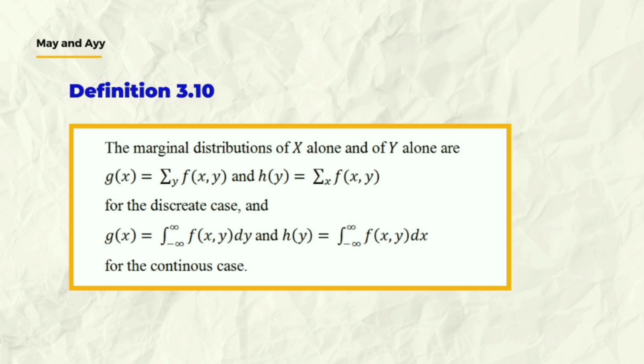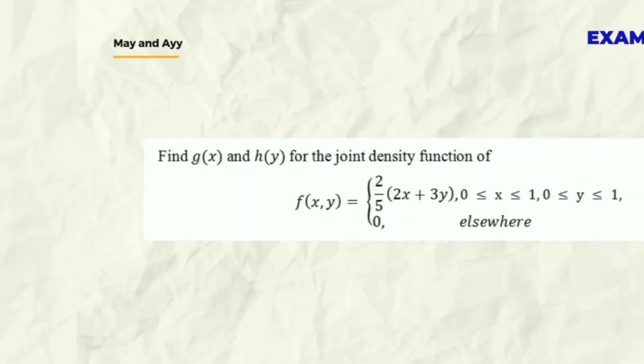Okay, so the next is definition 3.10. The marginal distributions of x alone and of y alone are g(x) equal the sum over y of f(x, y) and h(y) equal the sum over x of f(x, y) for the discrete case, and g(x) equal the integration from negative infinity to infinity of f(x, y) dy, and h(y) equal the integration from negative infinity to infinity of f(x, y) dx for the continuous case.